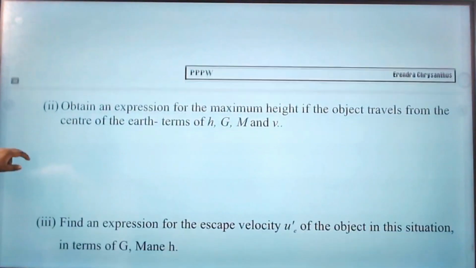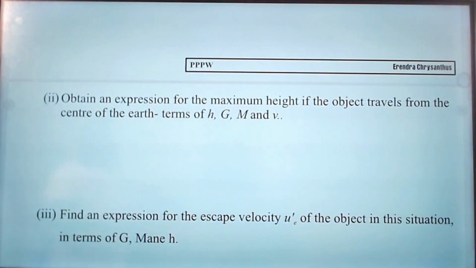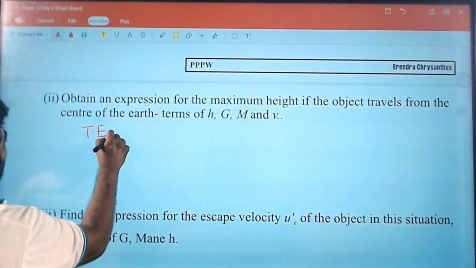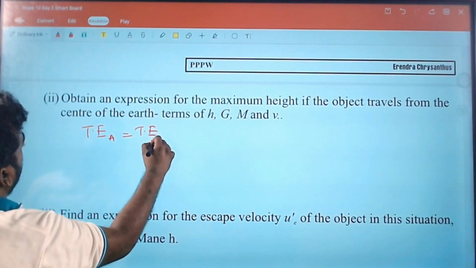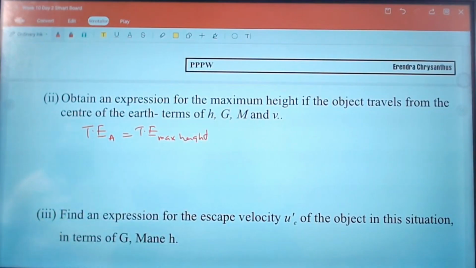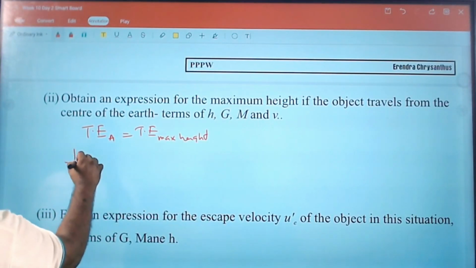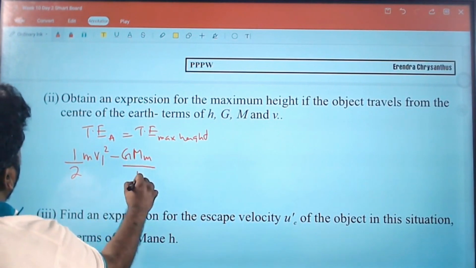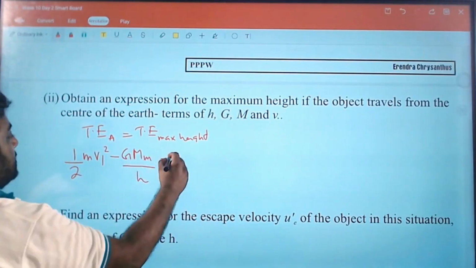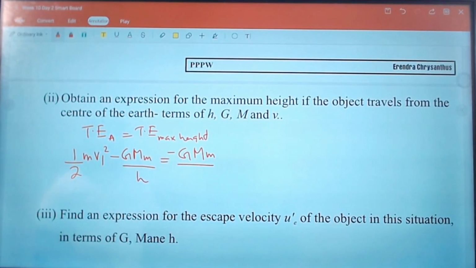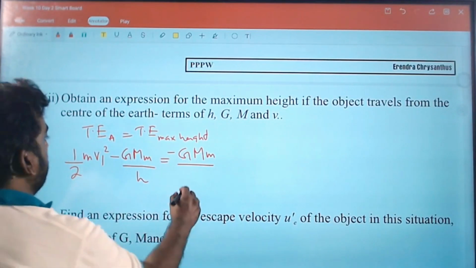Right. Obtain an expression for the maximum height the object travels. So total energy at A equals total energy at maximum height. Total energy at A is half m v1 squared minus G M m over h. Once it reaches there, there is no kinetic energy, so it is minus G M m divided by h max.